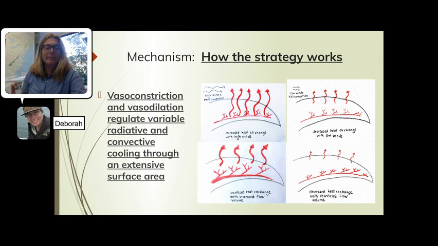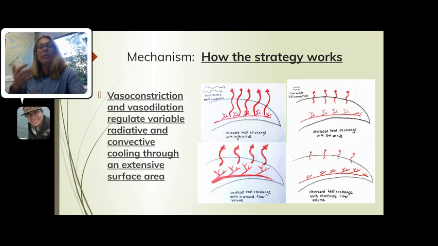The mechanism can be determined by figuring out how the strategy works. So we would ask, how does radiating heat from the blood inside the bill to the air outside the bill work for a toucan? Defining the mechanism is more in depth, and the explanation typically requires digging into the primary literature, doing some fun and challenging research.